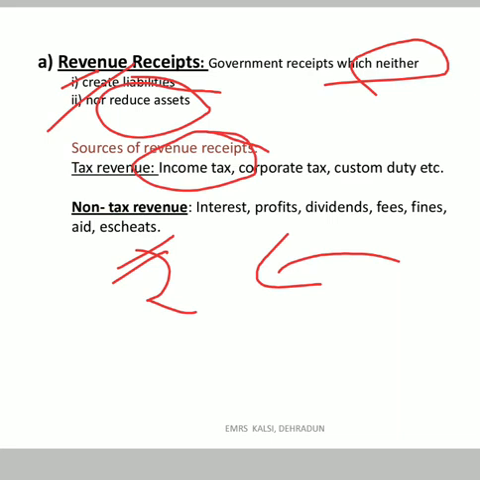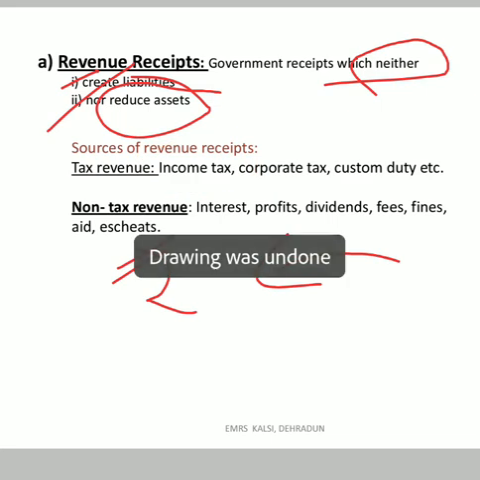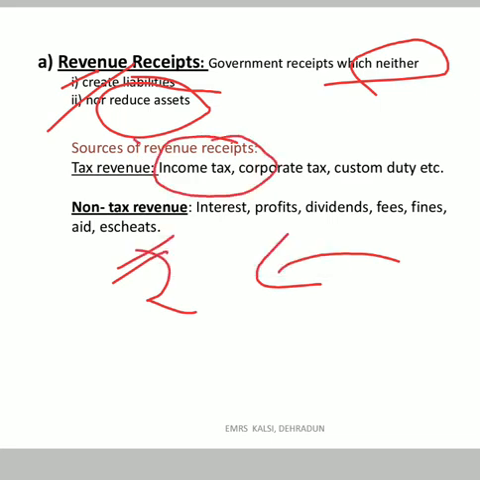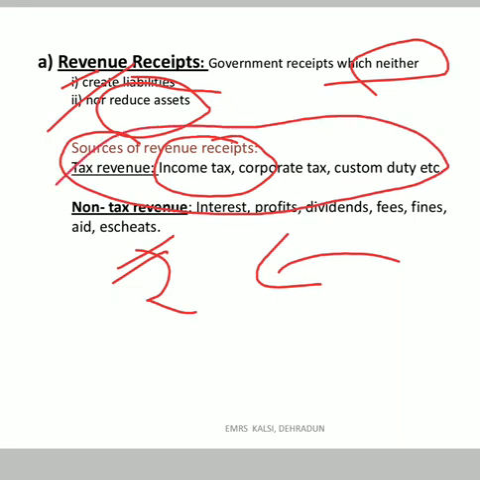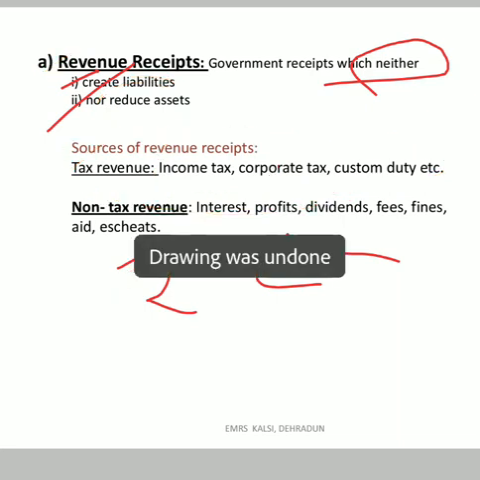Liability means which takes out money from your pocket. So this income tax is revenue, and government doesn't have to pay this income tax back to the person. So this income tax, or all the taxes which government gets, is called revenue receipt. Now the second example is non-tax revenue.